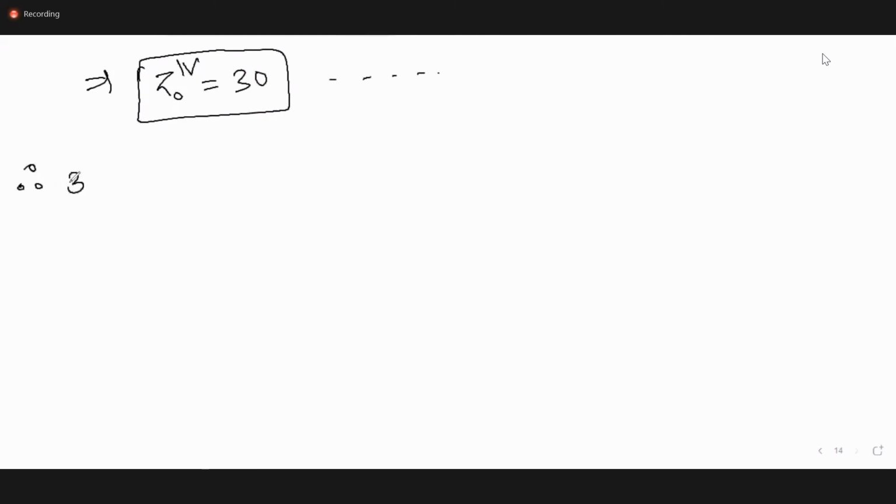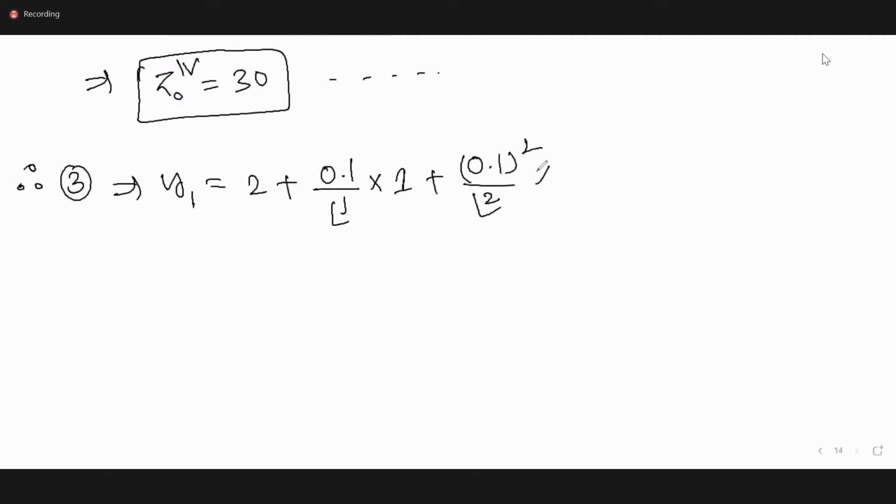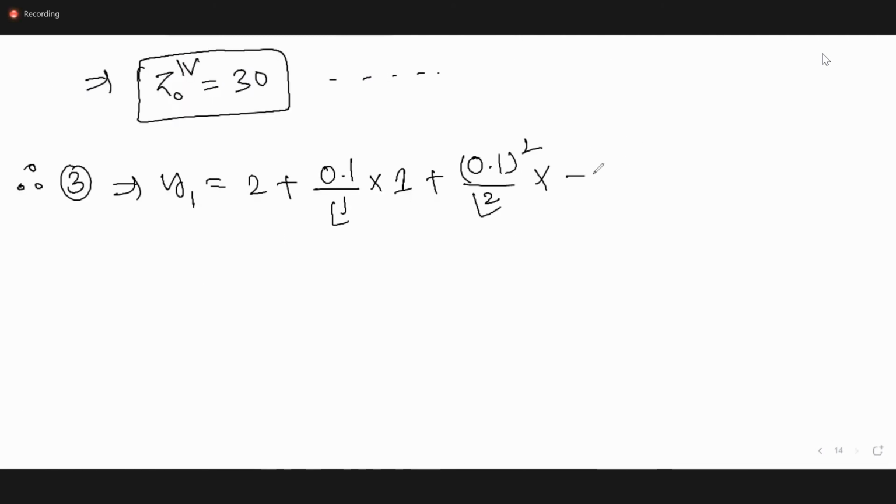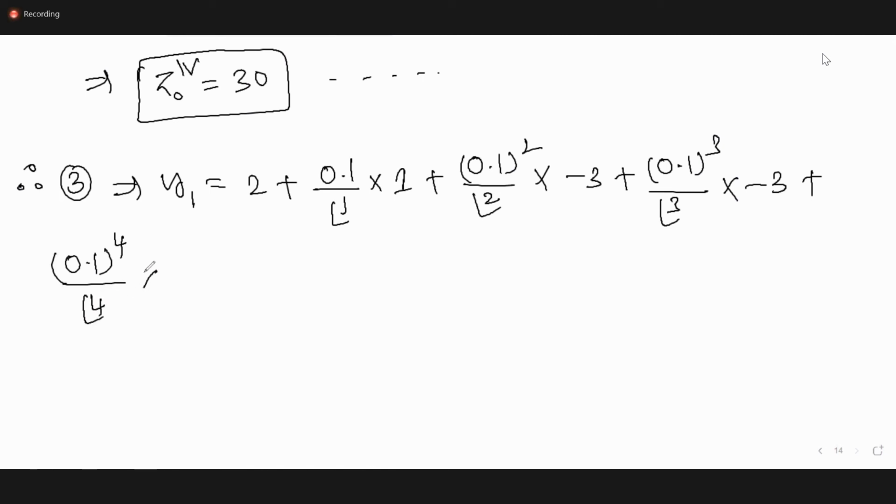Therefore, y1 is equal to y0 plus h value 0.1, y0 dash is 1, plus h square, 0.1 whole square by 2 factorial, y0 double dash minus 3, plus 0.1 whole cube by 3 factorial, y0 triple dash minus 3, plus 0.1 whole power 4 by 4 factorial into 10.